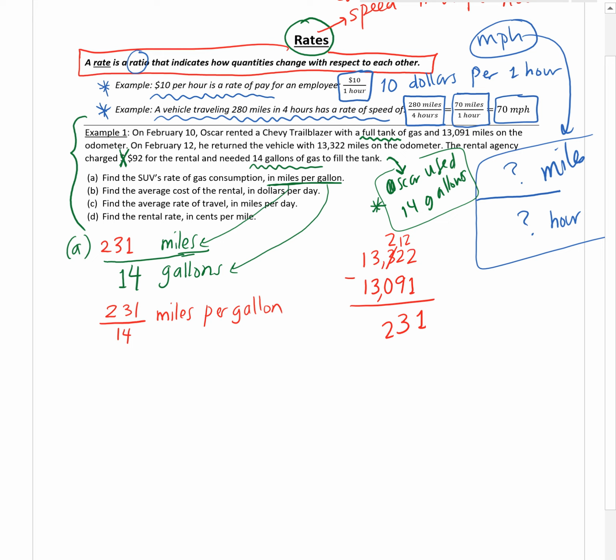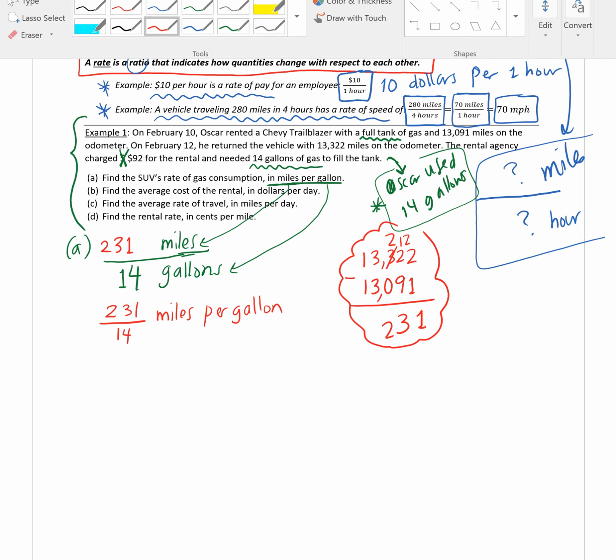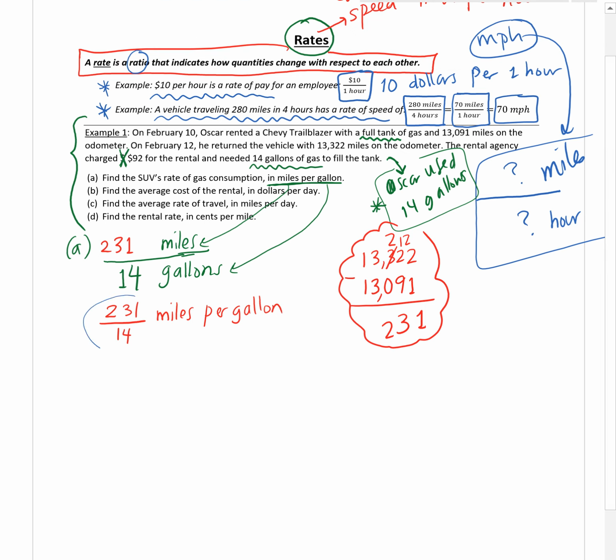But what if someone asked you, oh, that SUV you drove, what kind of gas mileage did it get? And what if you said, oh, it got 231 over 14 miles per gallon? What would they say? What the heck's wrong with you? Why would you say that? What the heck? Who talks like that? So what you'd probably want to do is divide these guys, make that into a decimal. So I'd have to go off to the side and try that.